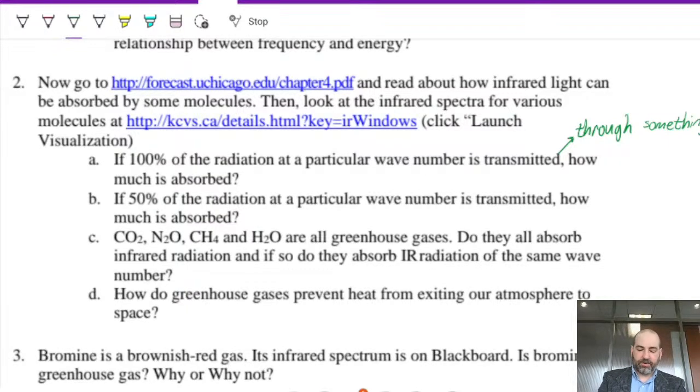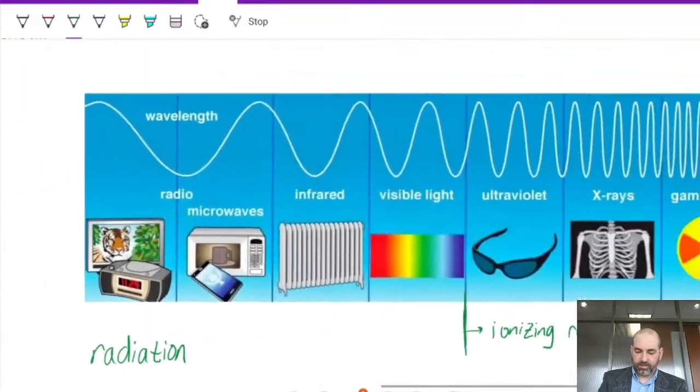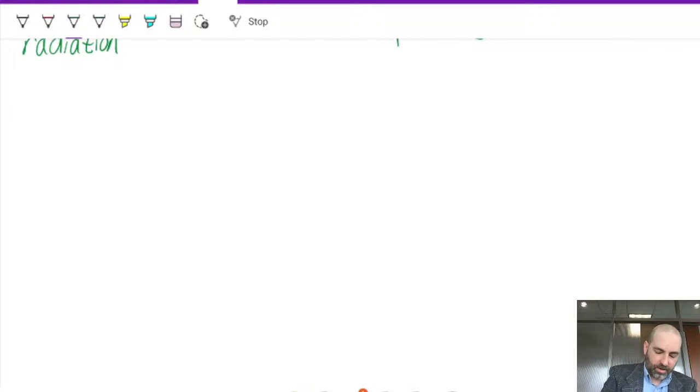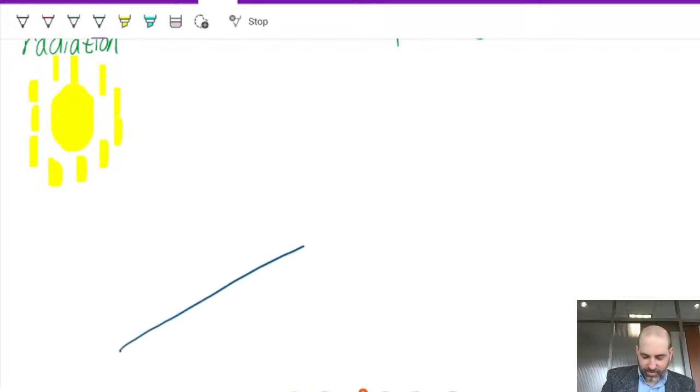So then what's happening with this greenhouse effect? Well, broadly, we can draw a little picture of it. Oh, I don't have yellow. Well, I've got a yellow highlighter. Okay, here's our sun, and then here's the surface of the Earth.